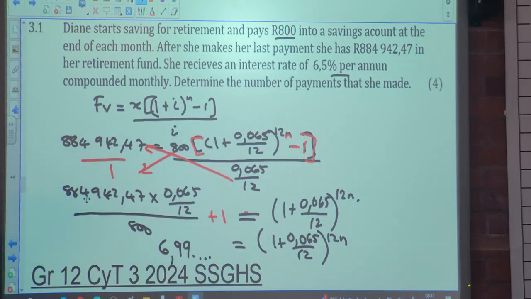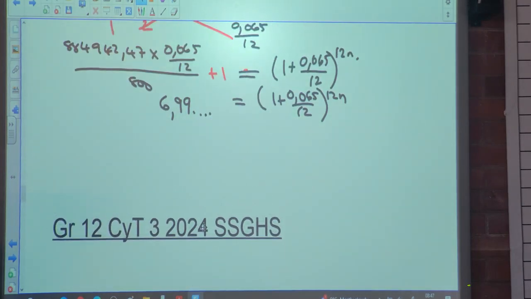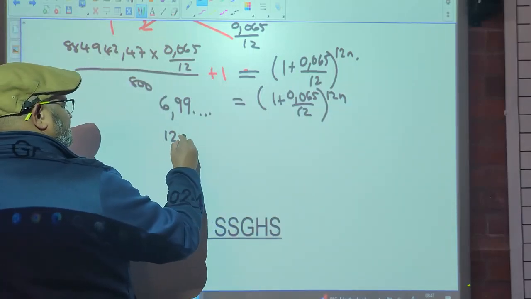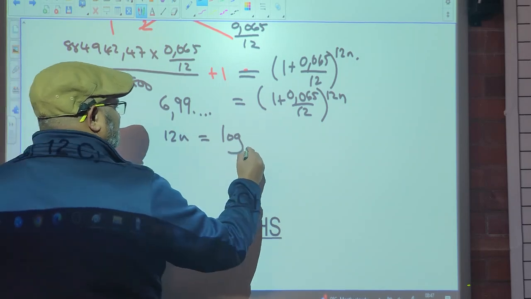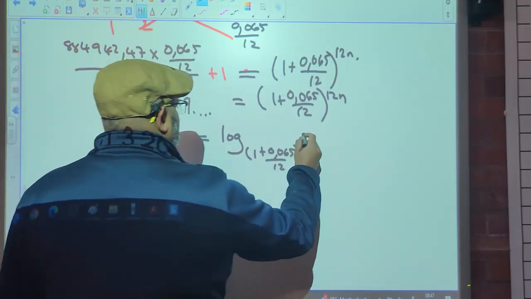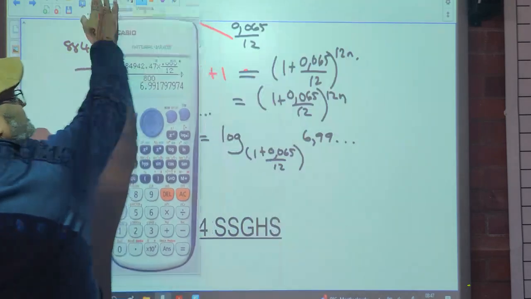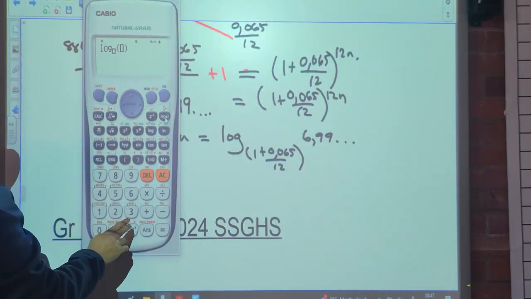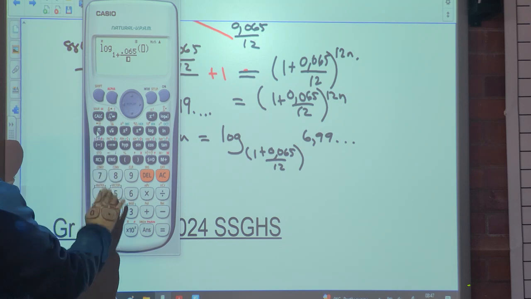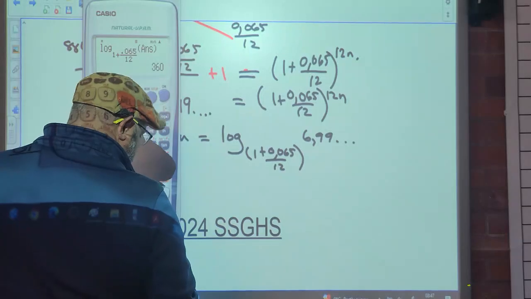So of course in pursuit of calculating n, I must apply logs as the unknown is in the exponent. Let's apply logs. Subject of the formula now becomes 12n, so 12n is equal to log, the base remains the base, so it's 1 plus 0.065 over 12, and then 6.99, and the number carries on. So it's going to now give me log of 1 plus 0.065 over 12, and that answer is 360 payments.